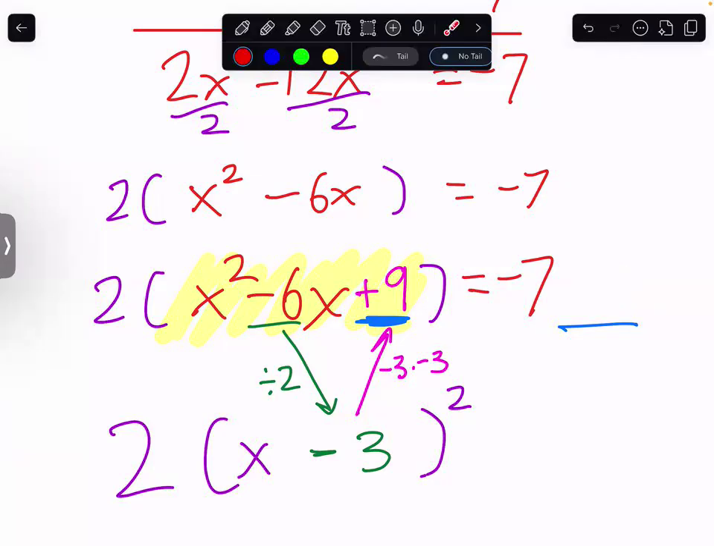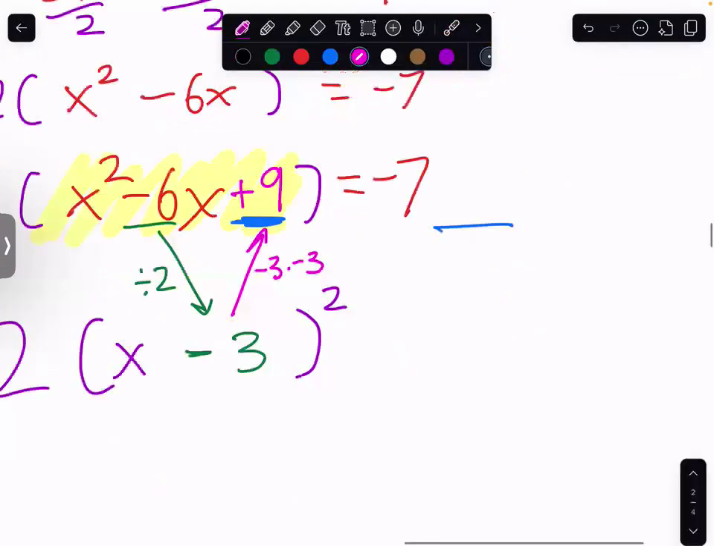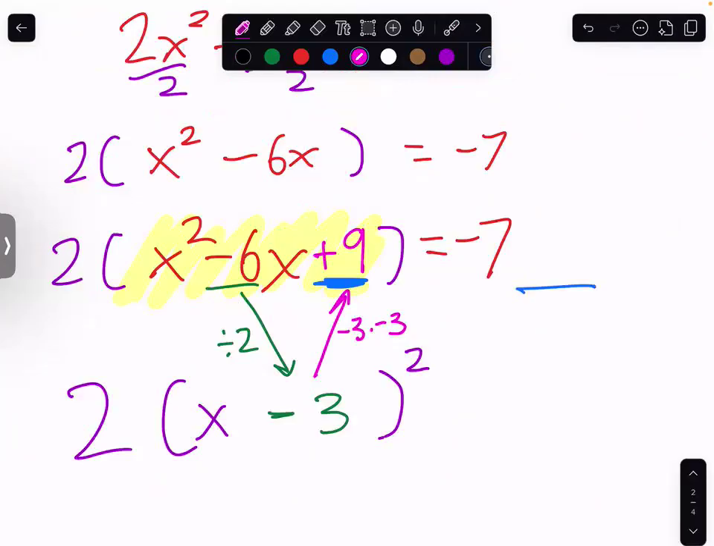Good thought, but that also wouldn't work because you're doing it to opposite sides. If you added 9 to the left and subtracted 9 from the right, that would not balance it.